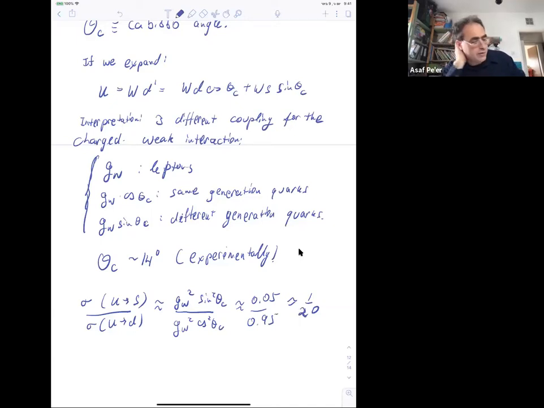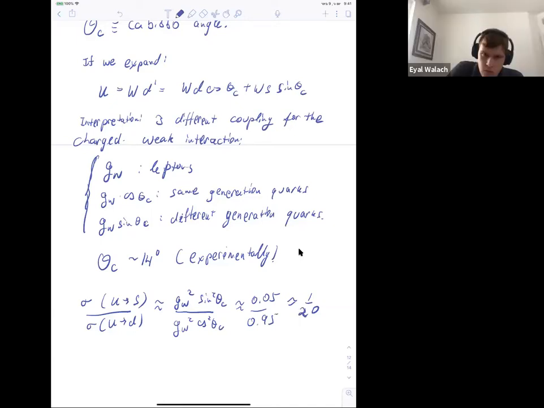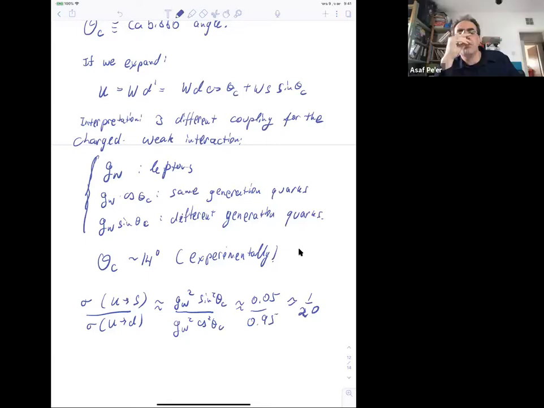Now, this is sort of a historical way of describing it. The reason why I use the S is because the S was discovered before the C, the charm quark. So when Cabibbo worked it out in the 1960s, people didn't know about the existence of a charm quark. They knew about the U, the D, and the S.